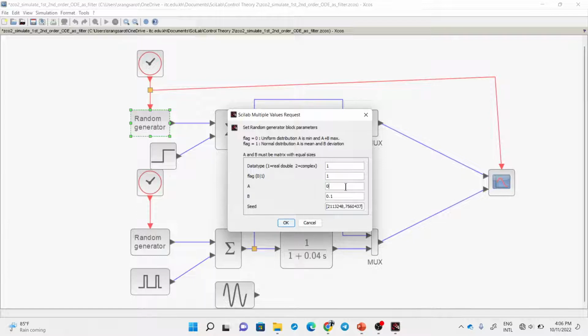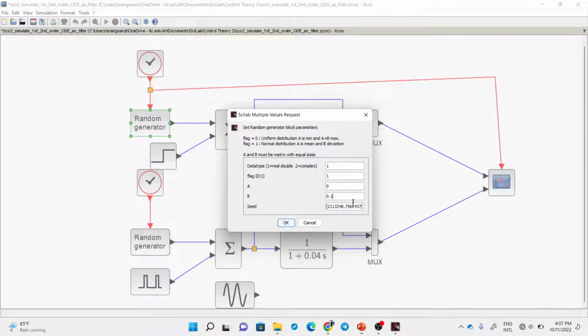A and B: A is the mean value. I think it's going to tell us here, right? If the flag is 1, it means normal distribution. So I choose 1, and the meaning of A is mean value and B is deviation. So I use 0 mean and deviation of 0.1. Deviation means the square root of variance. Okay?